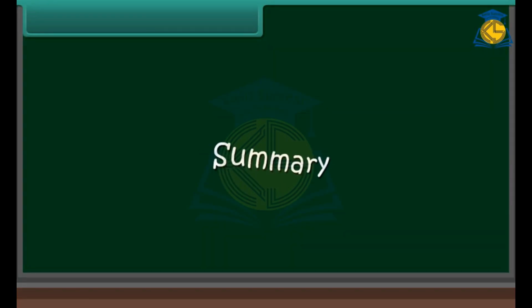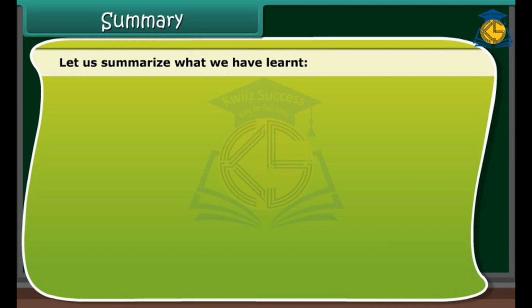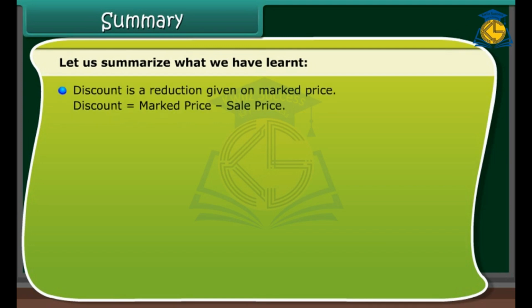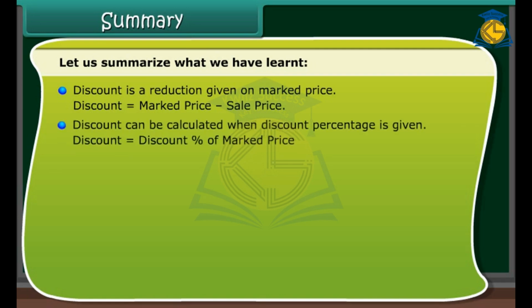Summary. Let us summarize what we have learnt. Discount is a reduction given on marked price. Discount is equal to marked price minus sale price. Discount can be calculated when discount percentage is given. Discount is equal to discount percentage of marked price.